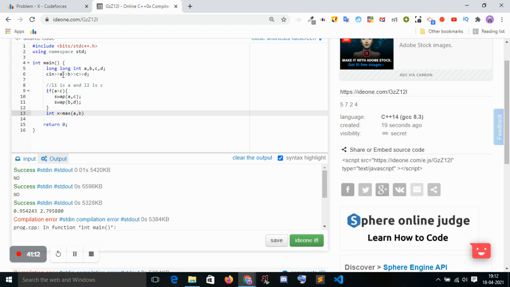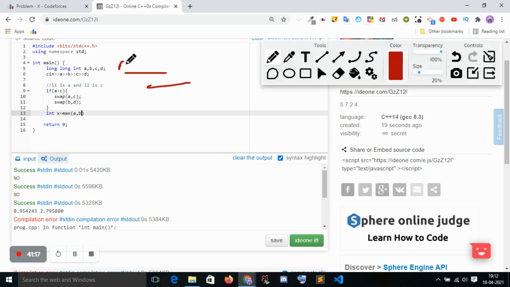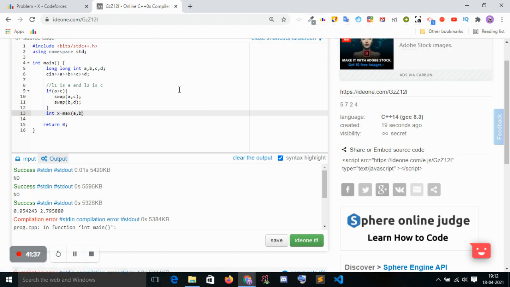Okay, let's try to understand here. This is A and B, and this is C and D. Try to find which one is maximum. So max A comma C, and it will also check B comma C. So it should be int x equal to max A comma C. You can make your new copy. Then it's B comma C.